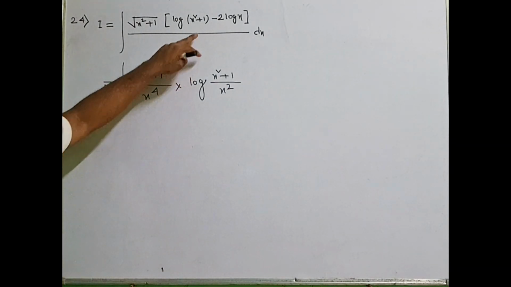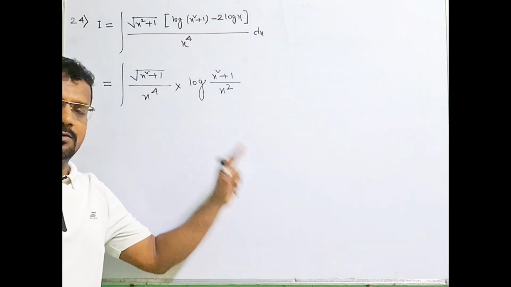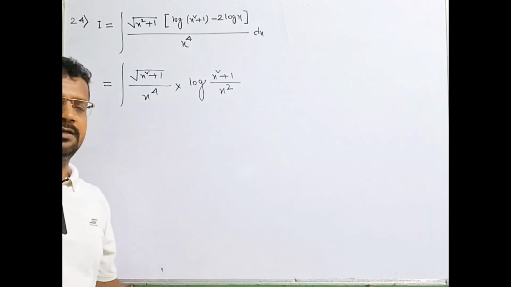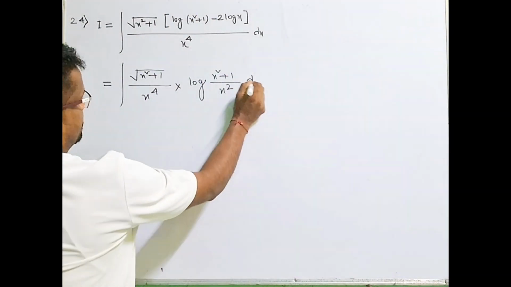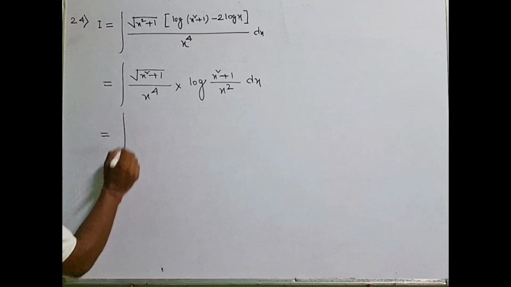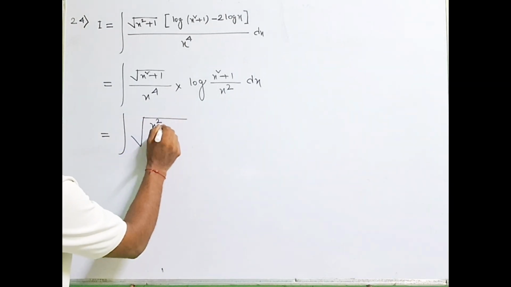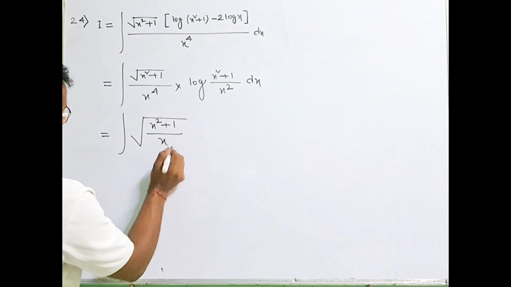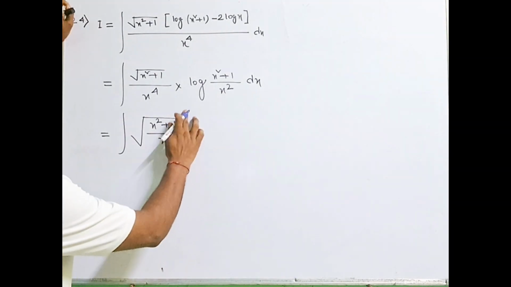How we can write this? This is log of minus 2 log of x, means log of x square. Then log a minus log b equal to log of a by b. That's why you can write log of x square plus 1 divided by x square, with respect to x, that is dx. After that, integration of under root over x square plus 1, let me write x square here, into.